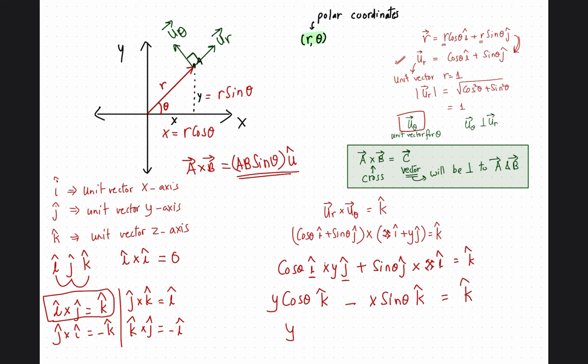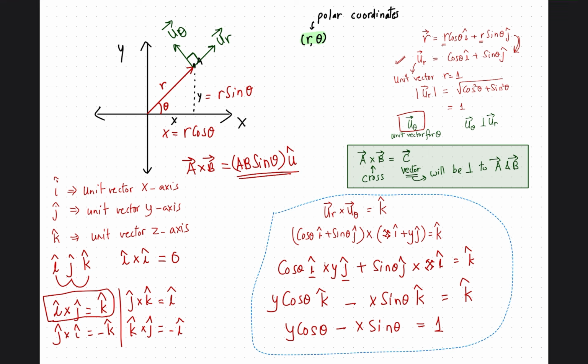So I can compare this. I can see that k cap is coming on both sides. K cap can be taken common. So what do I see? y cosine theta minus x sine theta is equal to 1. Now again, we don't know what x and y are. That's what we wanted to find. What is x and y?